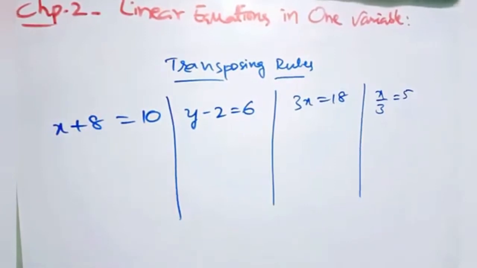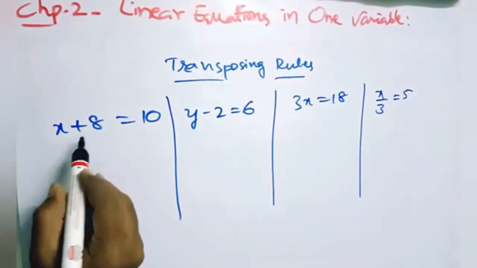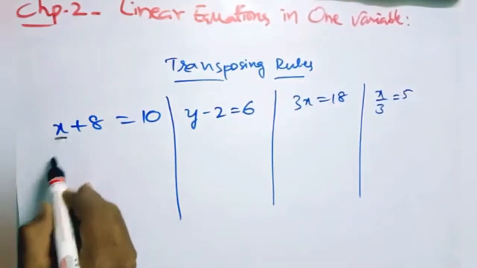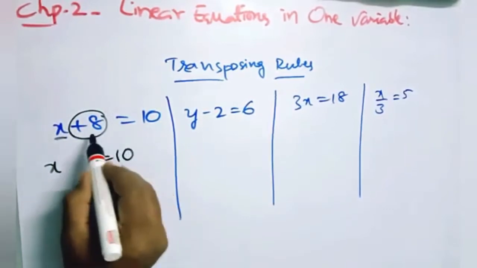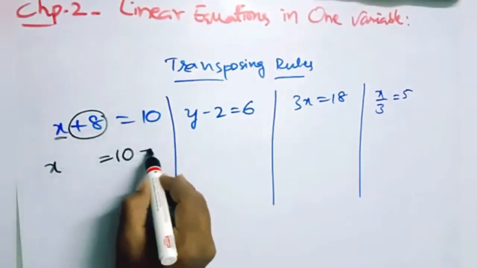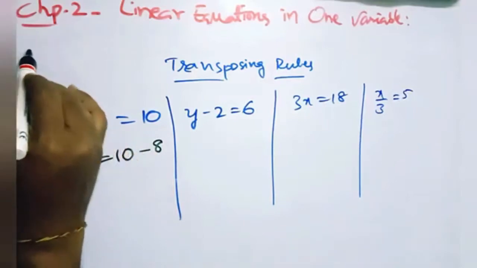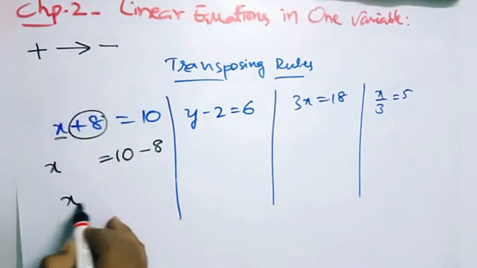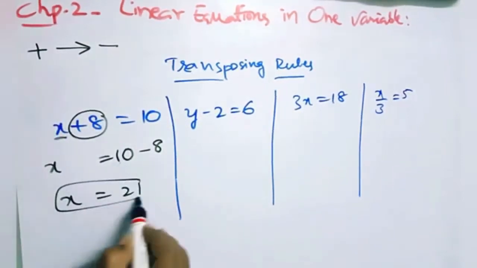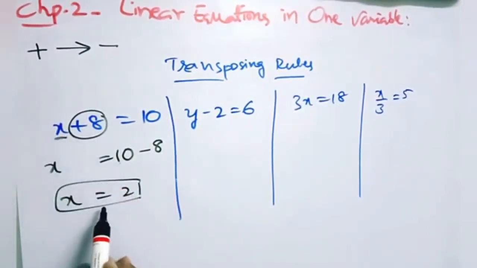So here I'm explaining some basic transposing rules for solving equations. After completing this topic, we will go with exercise 2.1 solutions. So this is transposing. To get the x value, we need to transpose the plus 8 to the right side. So that will become 10. If you transpose the positive 8 to the right side, it becomes negative. So the x value will become 10 minus 8 is 2. So the solution of the equation x plus 8 is equal to 10 is 2.